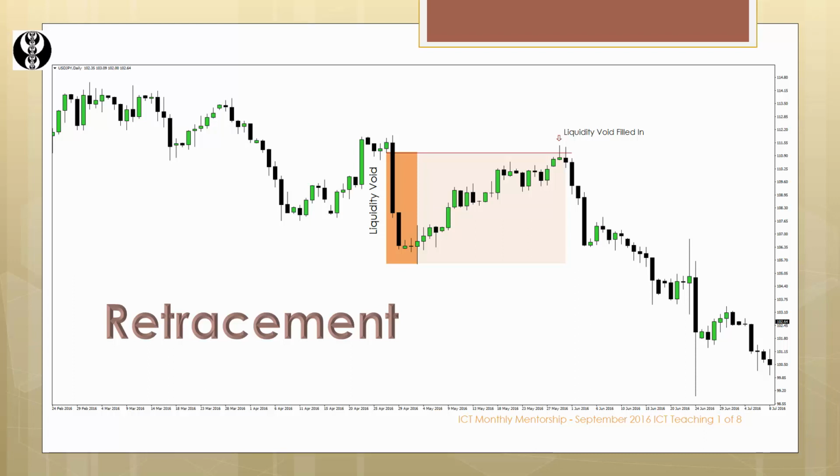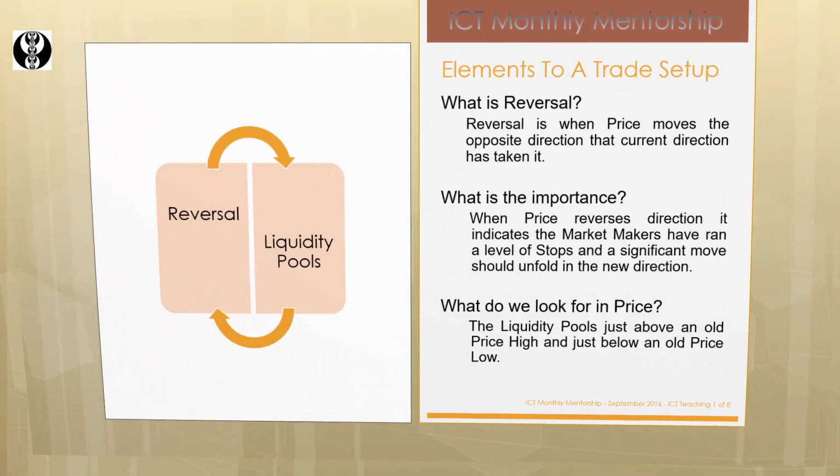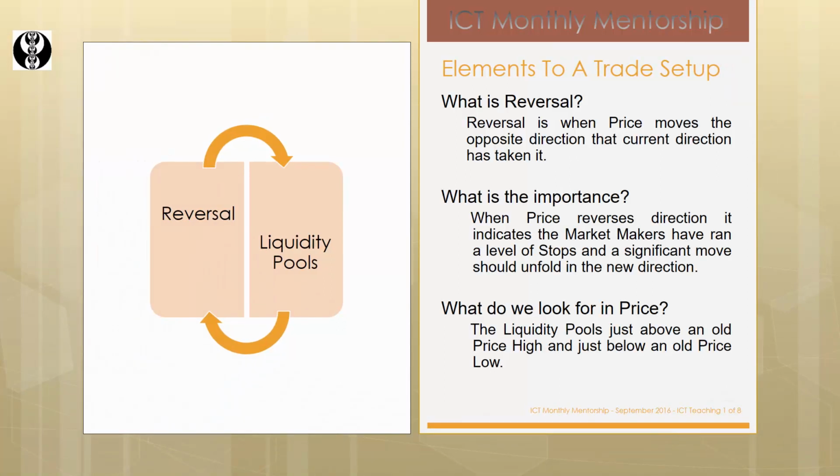And that's what we're looking for in terms of a liquidity void. So we've covered 3 conditions. The next one is the reversal. The reversal is when price moves the opposite direction the current direction has taken. So if we are looking for reversals, we're directly coupling that with an ICT tool of liquidity pools.